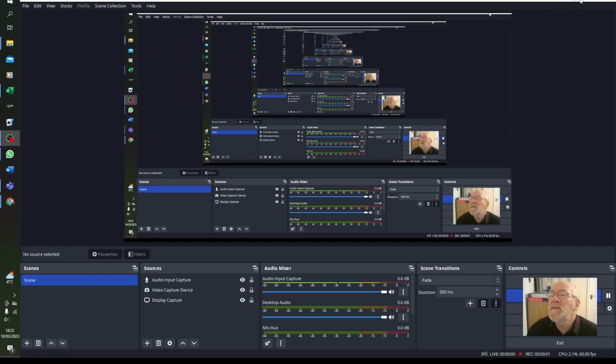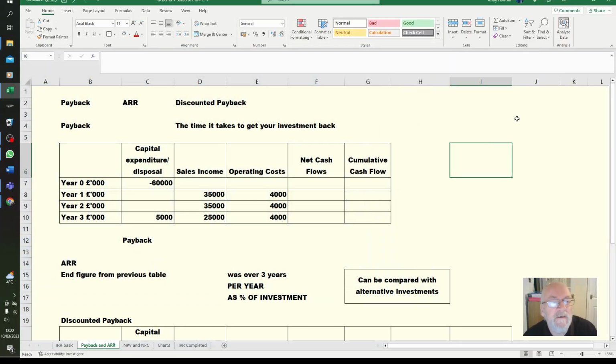Hello accounts people, time to have a look at investment appraisal. We're going to look at payback, ARR, discounted payback, then net present value, net present cost and IRR. We have a nice graph to help demonstrate IRR.